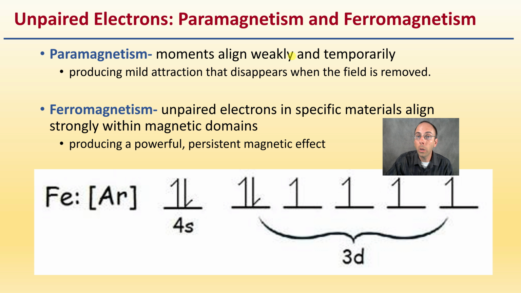Moments align weakly and temporarily, producing a mild attraction that disappears when a magnetic field is removed. Ferromagnetism: unpaired electrons in specific materials align strongly within magnetic domains, producing a powerful, persistent magnetic effect. So both of these are stronger than our diamagnetic, but ferromagnetic is by far the strongest of the three we're comparing here.